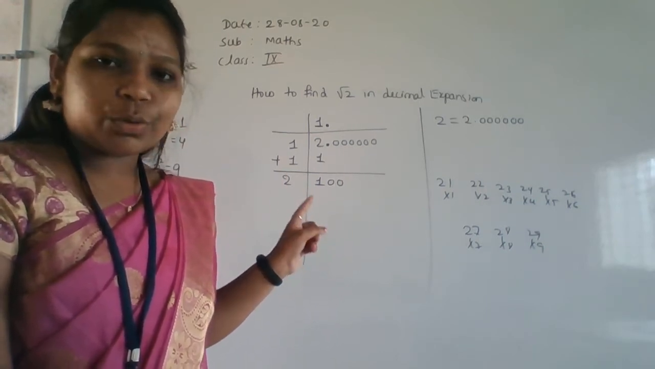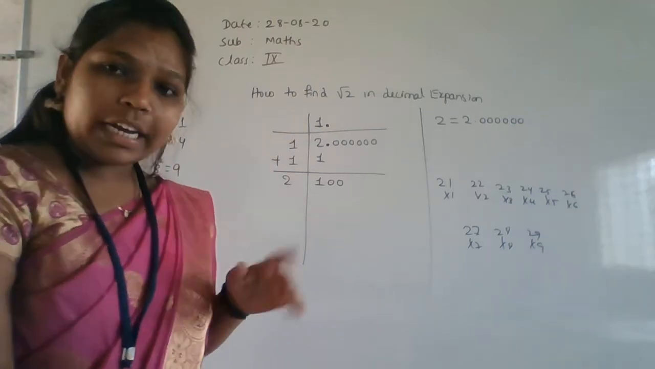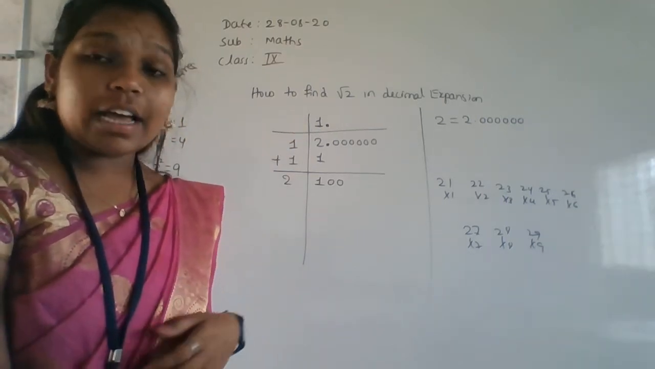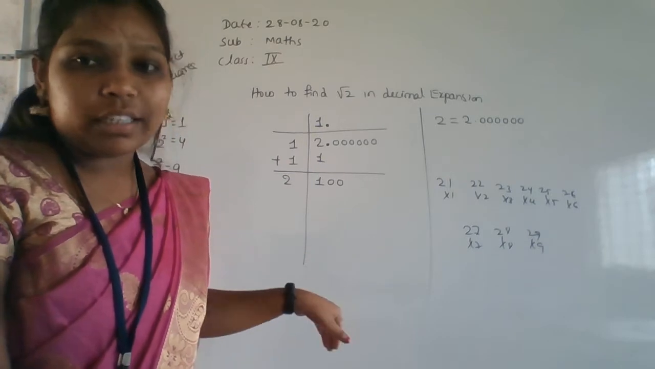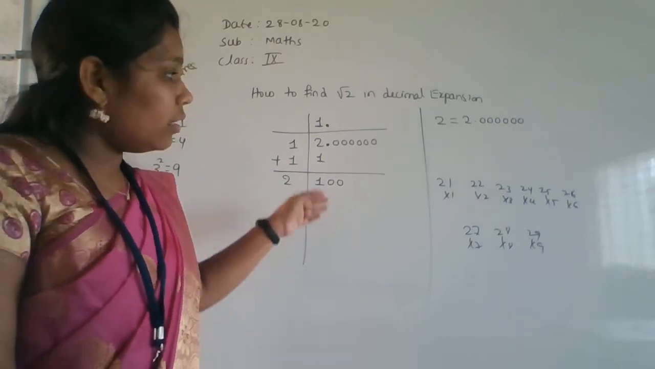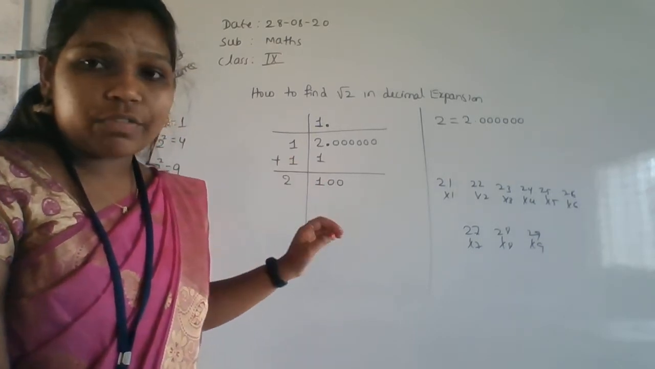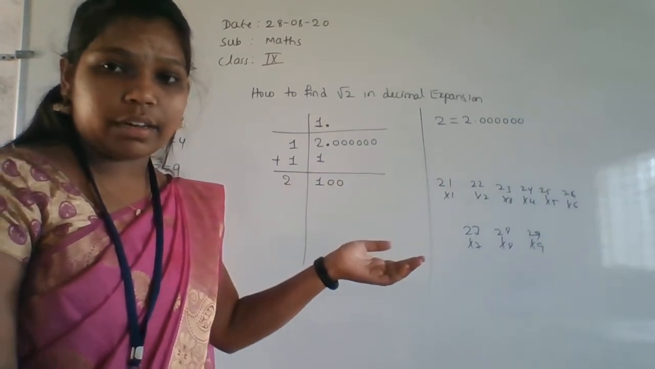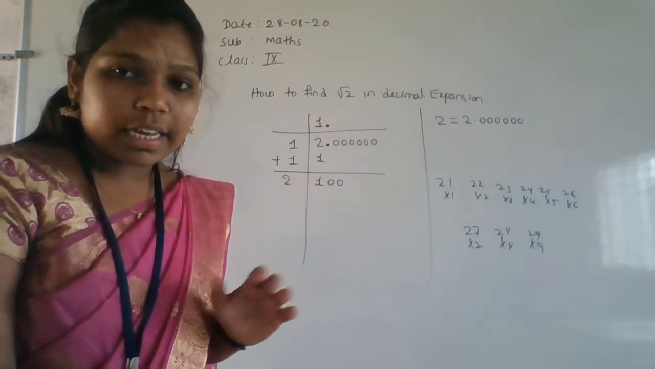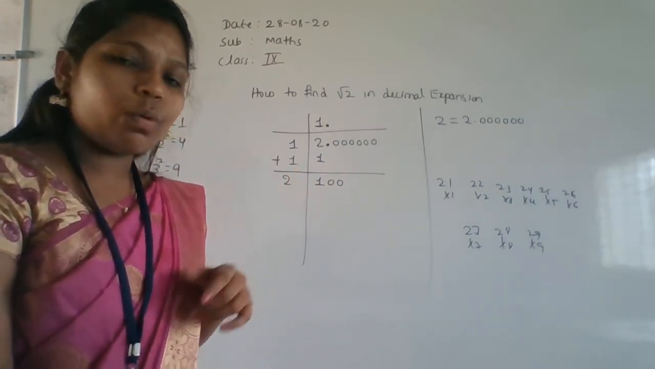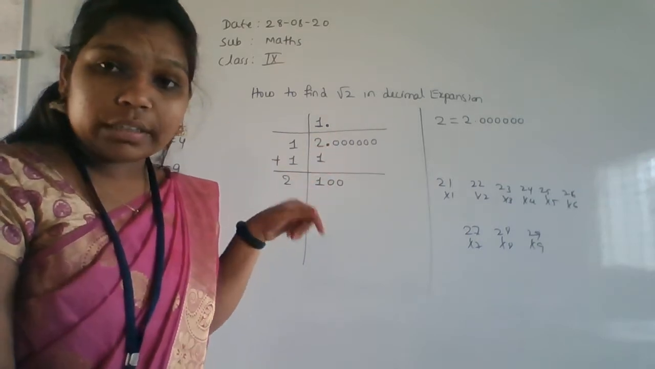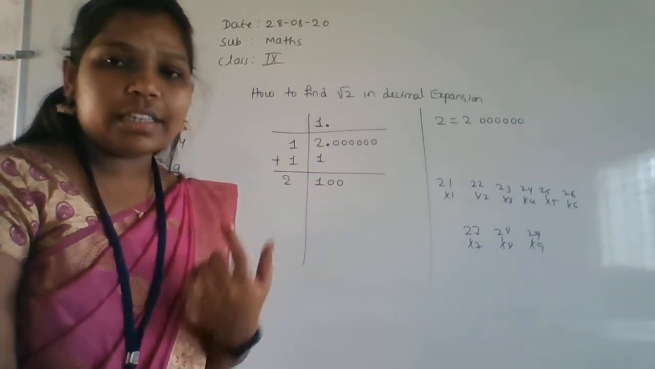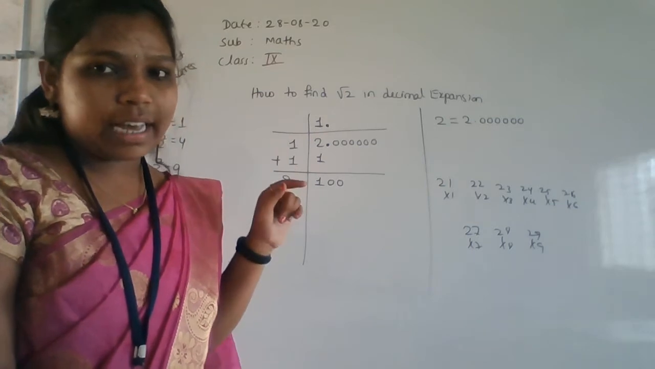Getting everyone? So today we'll learn only root 2. In the next class we'll learn root 3. Otherwise, if I told root 3 in this class, then you will get confused between root 2 and root 3. Okay, so that's why I'm not saying root 3 in this class, only root 2. In the next class I'll say root 3 also.